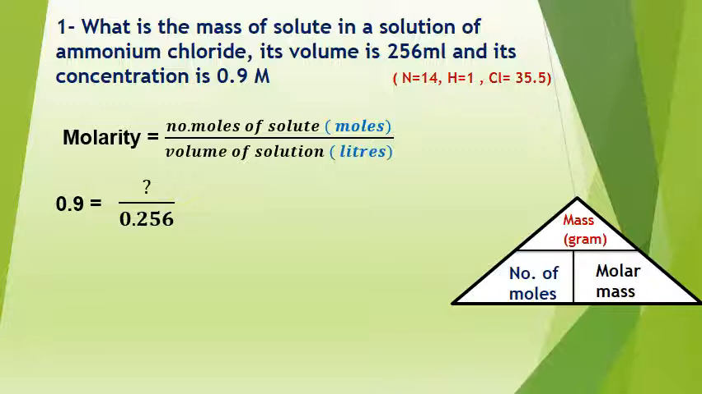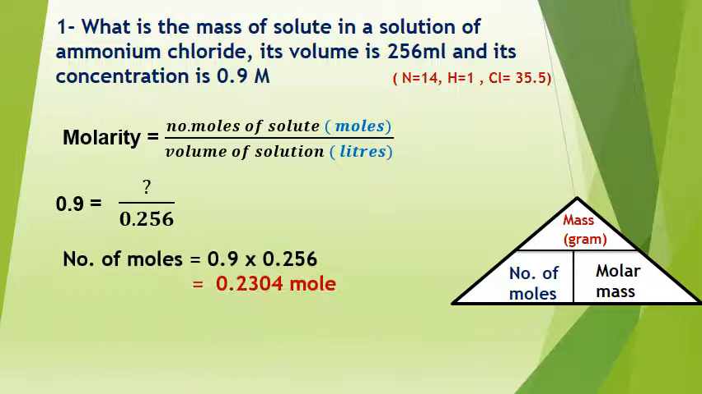Then now I can calculate the number of moles of solute. Who can tell me what is the solute here? The solute here is ammonium chloride. Now the number of moles equals 0.9 multiply 0.256, and the number of moles will be 0.2304 moles. Okay, this is the number of moles. But pay attention, he asks you about the mass of solute, not the number of moles of solute.